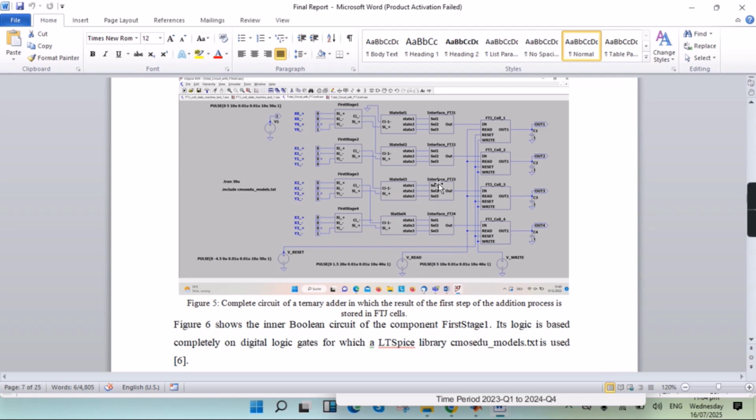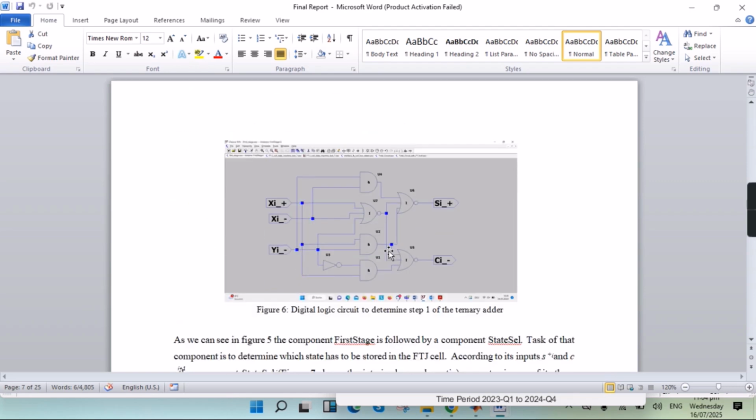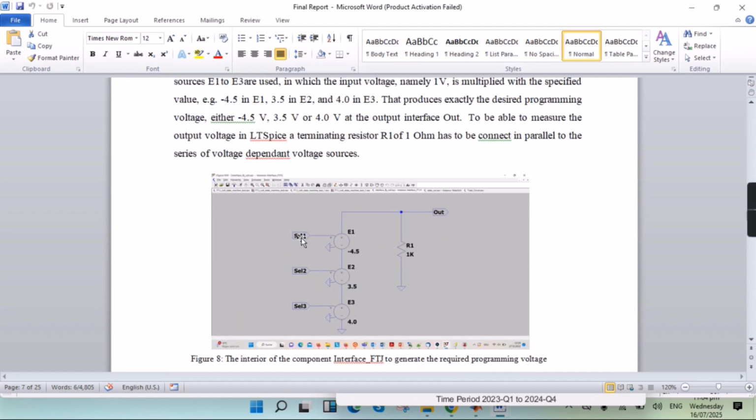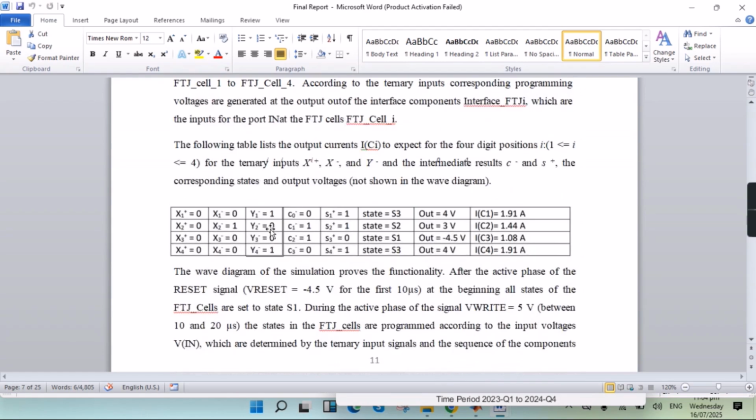Okay, and then finally we present the output with the capacitors, because the capacitor is also used to remove the noise, and the voltage is used as a write of the signal. Okay, and this is the digital logic circuit to determine step 1 of the ternary adder. Yes, these are all the circuit steps used in the LTspice to design the full adder circuit.